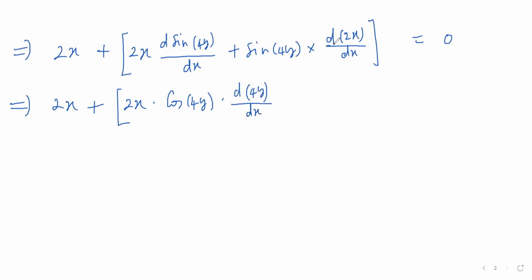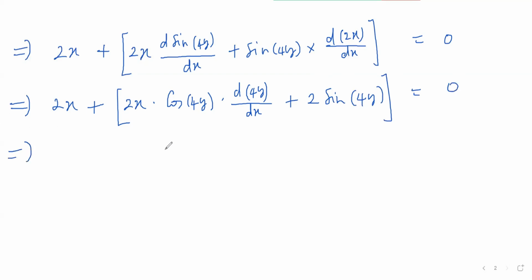So that's what you get when you apply the chain rule to sine of 4y. You get cos of 4y multiplied by the derivative of 4y with respect to x. So now we add this, and then now we're going to differentiate 2x, which gives us 2. So therefore, in the second term of this product rule, we get 2 multiplied by sine of 4y, close bracket, that's equal to 0.